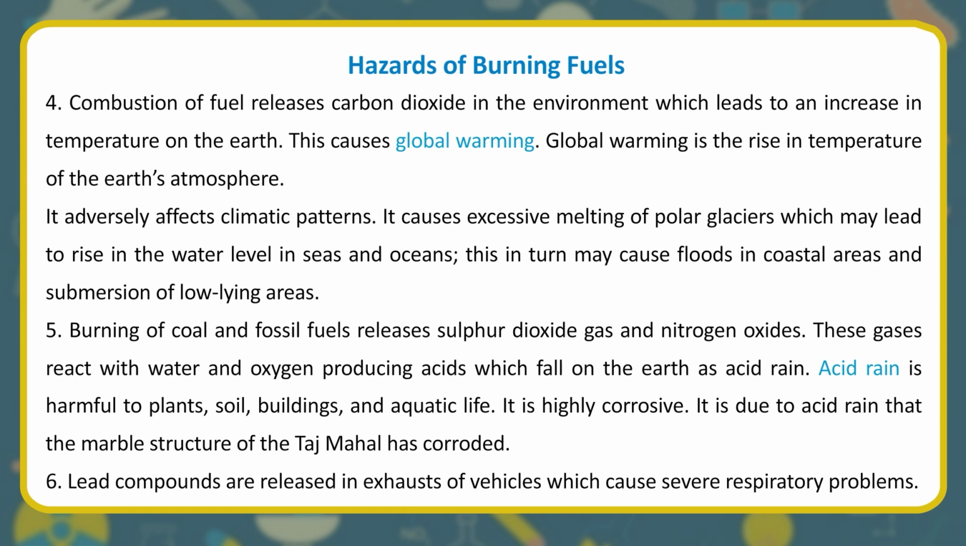5. Burning of coal and fossil fuels releases sulfur dioxide gas and nitrogen oxides. These gases react with water and oxygen producing acids which fall on the earth as acid rain. Acid rain is harmful to plants, soil, buildings, and aquatic life. It is highly corrosive. It is due to acid rain that the marble structure of the Taj Mahal has corroded. 6. Lead compounds are released in exhausts of vehicles which cause severe respiratory problems.